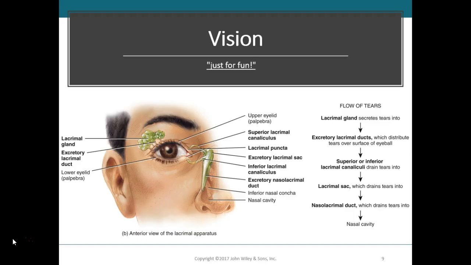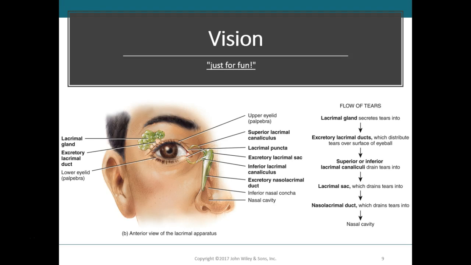Alright, so let's look briefly at the lacrimal apparatus. As I mentioned, these are the glands and the ducts that produce the tears or the lacrimal secretions, lacrimal fluid that covers and keeps the eye moist. So the lacrimal glands, as you see here, above the eye, so located between the upper eyelid and the eyebrow, are going to secrete the lacrimal fluid through ducts that empty those tears onto the surface of the conjunctiva, okay, so the covering of the eye.